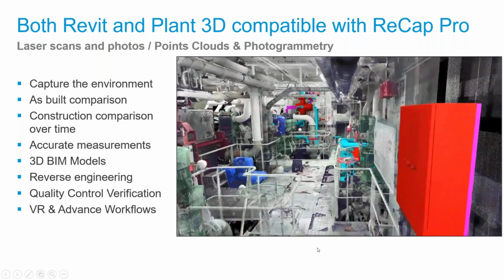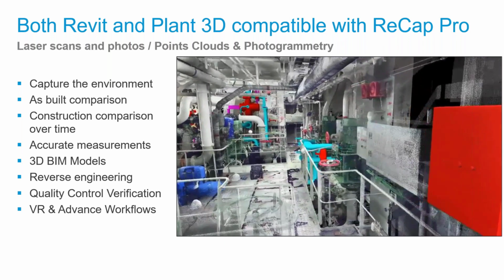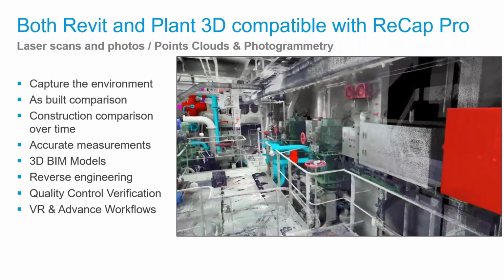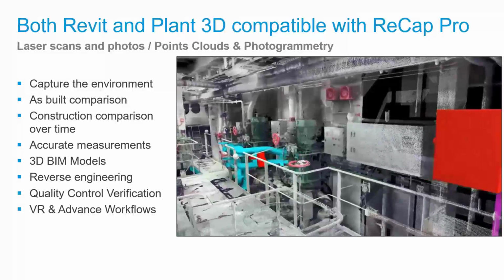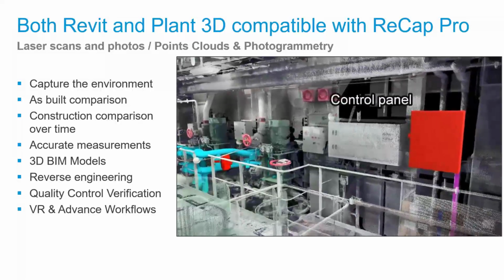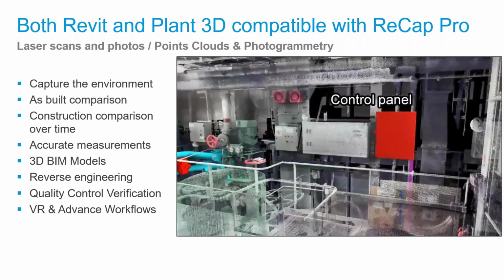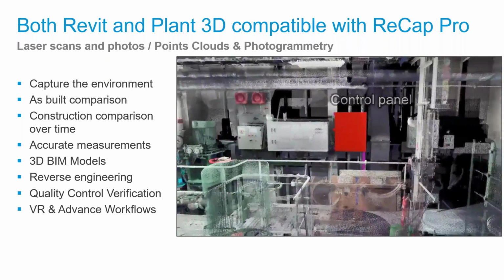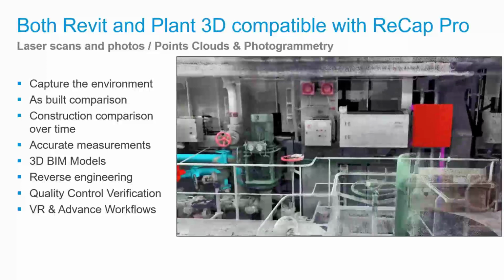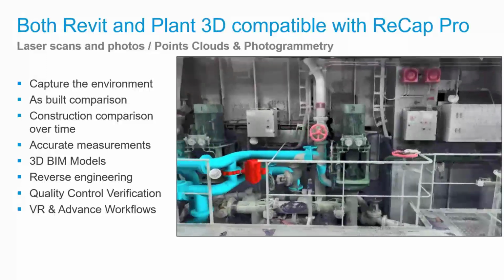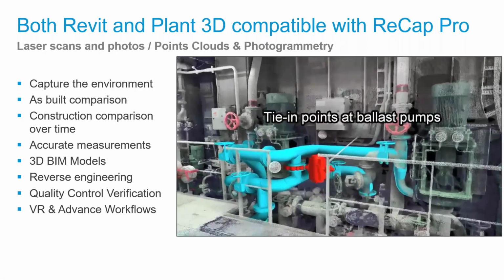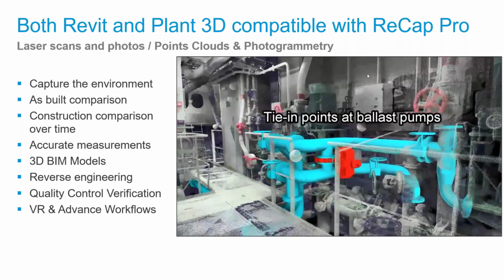So you can basically superimpose a Revit project or a Plant 3D project on an as-built scan model. So you can do construction comparison with this possibility using Revit and Plant. And with both, you can do reverse engineering, quality control, and even advanced workflows like virtual reality and augmented reality. So that's the main point of that slide.